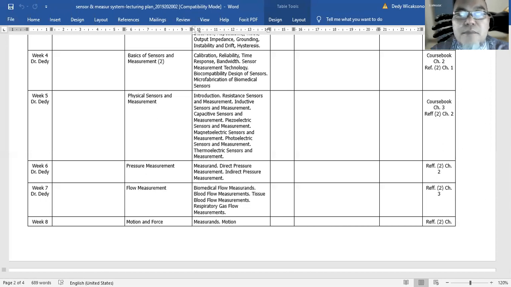Then we study pressure measurement, various pressure sensors. How are they being applied in biomedical measurement? For direct pressure measurement or indirect pressure measurement. Then flow measurement, how to measure biomedical flow, for example, blood flow, tissue blood flow, and respiratory gas flow.